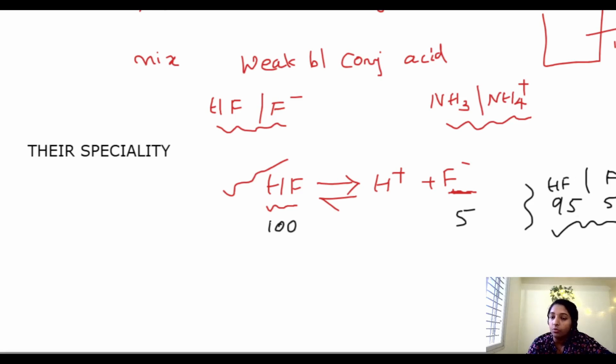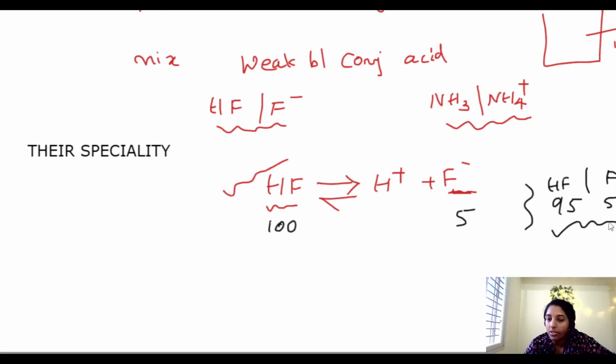95 HF and just 5 F minus. So that's why the buffering activity is not that strong, right? It's negligible buffering activity. Because if it is to act like a buffer, they have to be approximately equal. If they are fully equal, that's the highest activity. That's the ideal or optimum condition of a buffer.